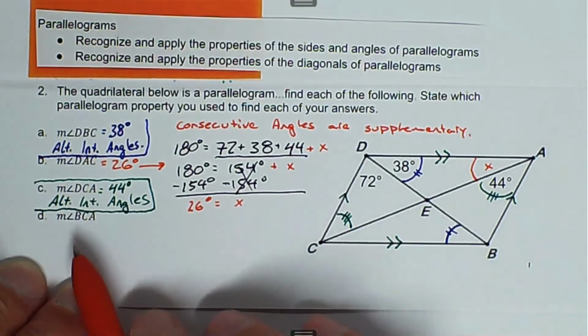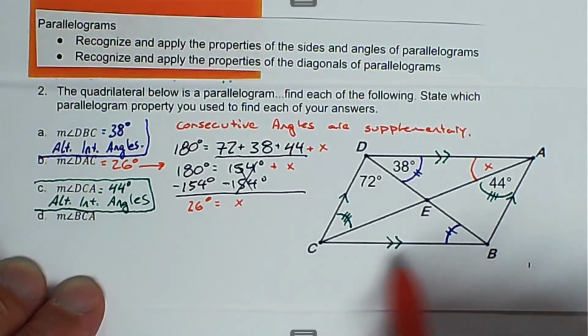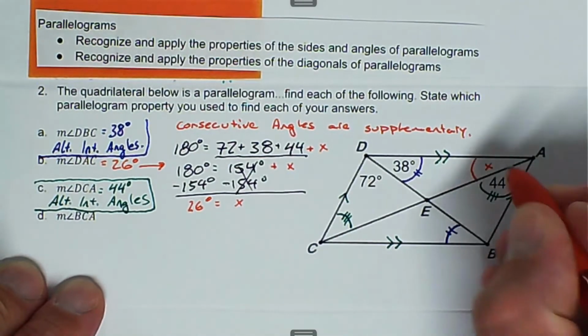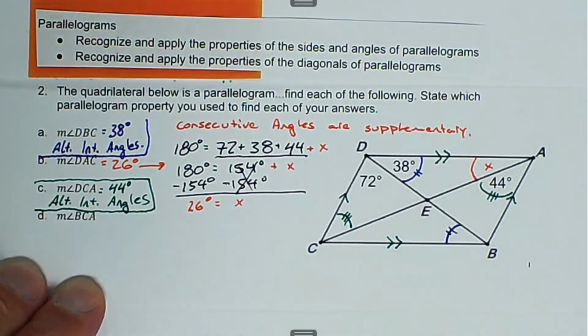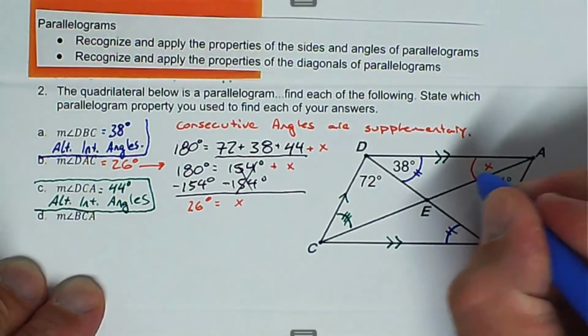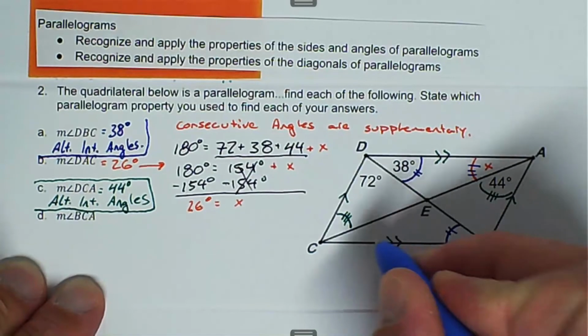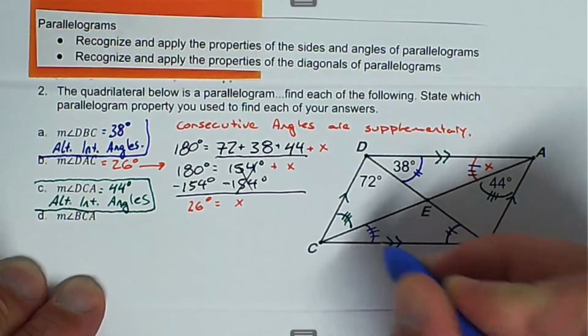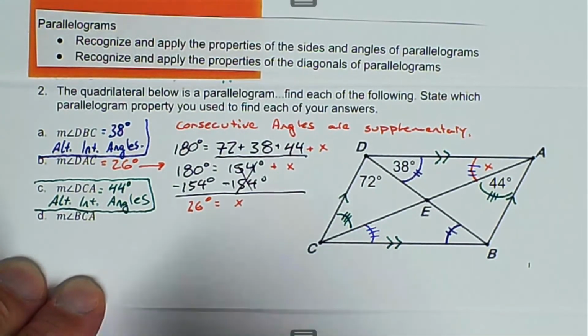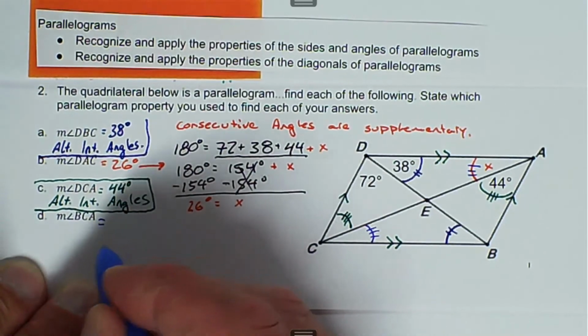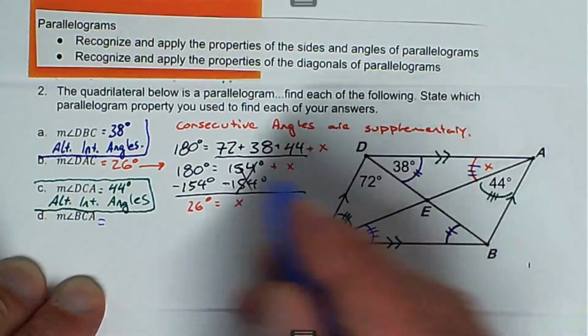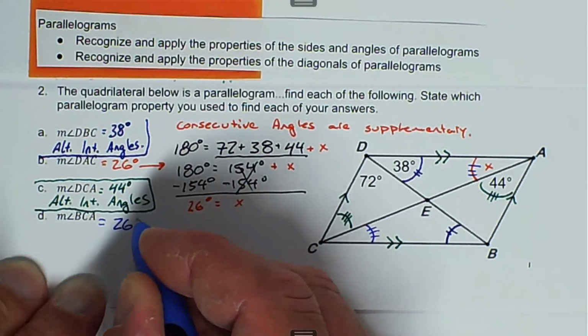Now we're looking at the measure of angle BCA. Well, again, we have two parallel lines cut by a transversal. So alternate interior angles are congruent. So the measure of angle BCA is also equal to the x value, which was 26 degrees.